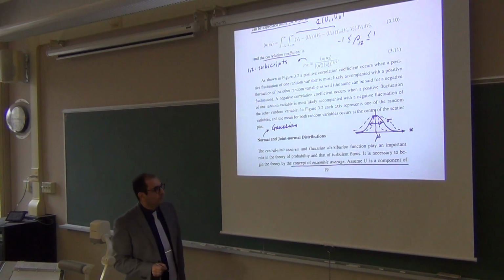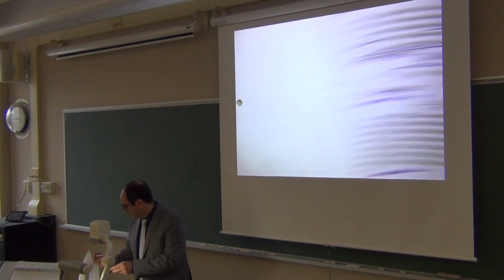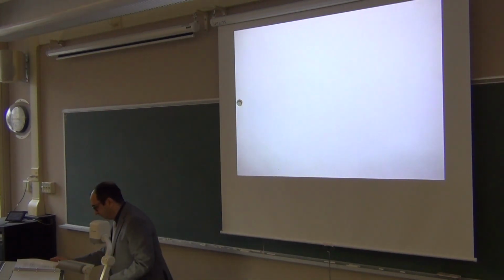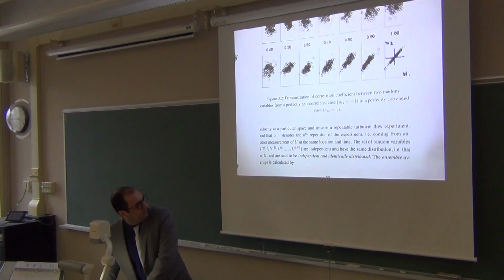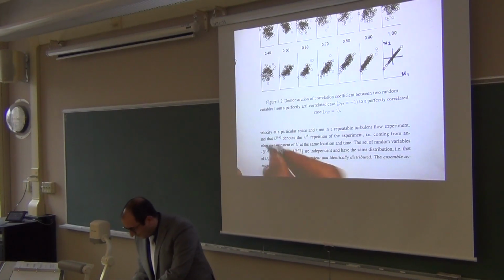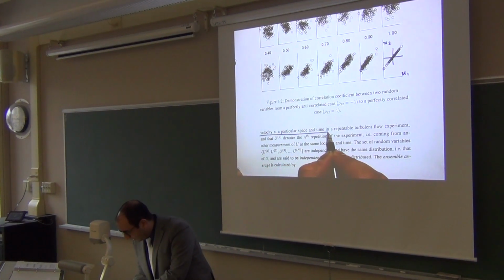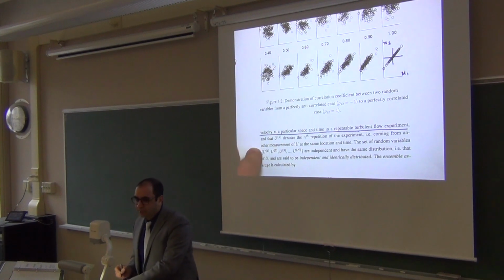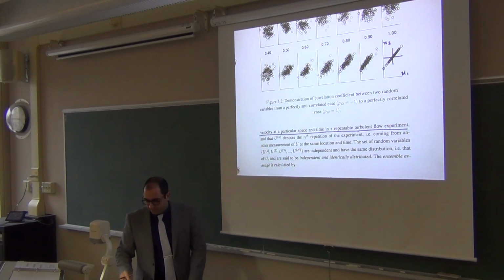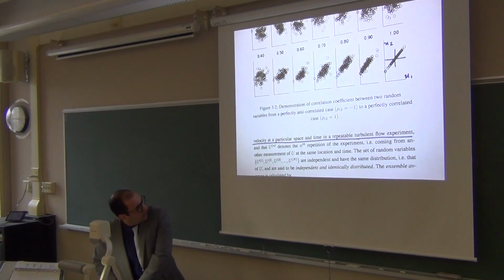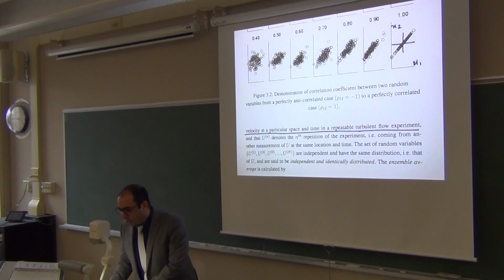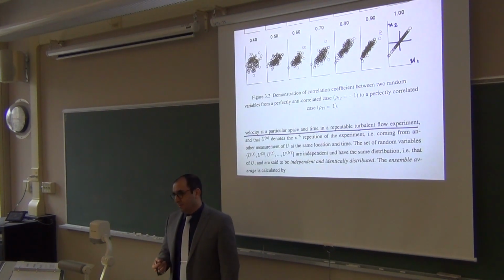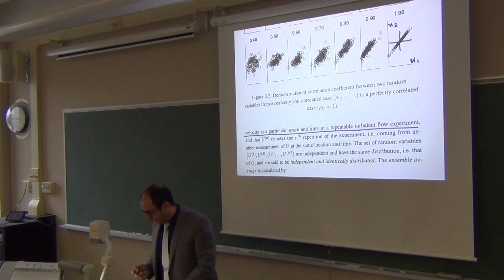Assume U is a component of velocity at a particular space and time in a repeatable turbulent flow experiment. That means this flow happened and I measured a velocity component somewhere and at some time in this experiment. And I repeated that measurement. I repeated the whole experiment. I didn't continue the same experiment. I repeated the whole experiment from the beginning.